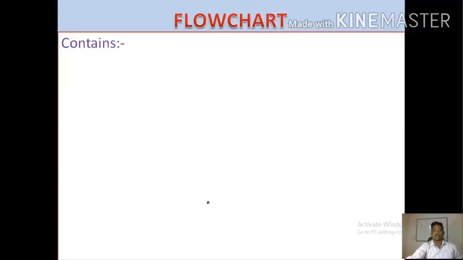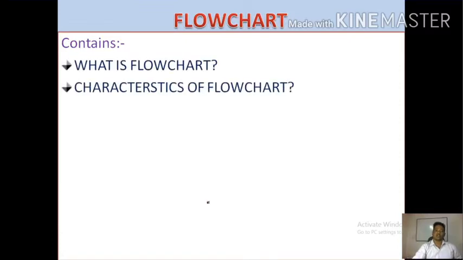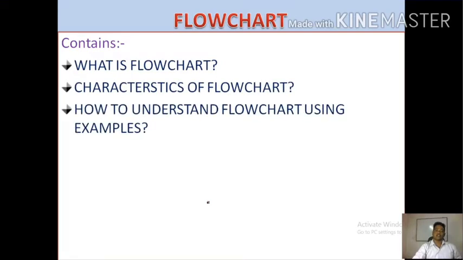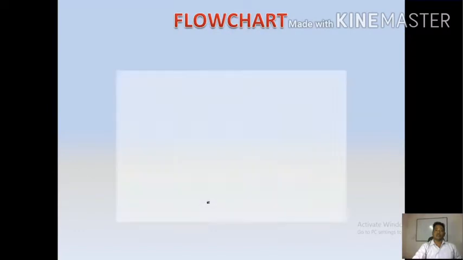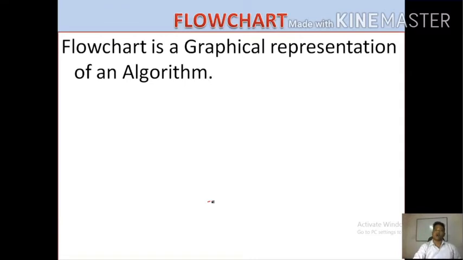So in this slide, first is the content. We will discuss the content of the chapter. The content is: what is a flowchart, the characteristics of a flowchart, and third, how to understand a flowchart using examples. So what is a flowchart? A flowchart is a graphical representation of an algorithm. It is a pictorial form of an algorithm, and it is called a flowchart.